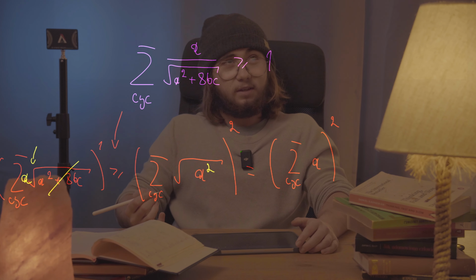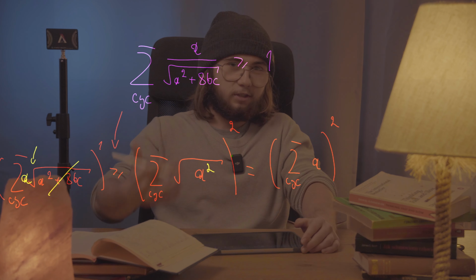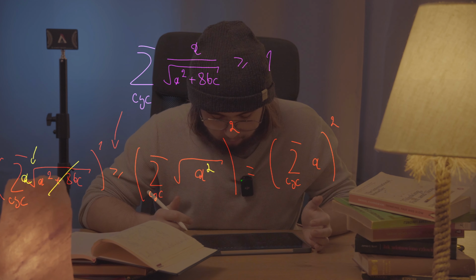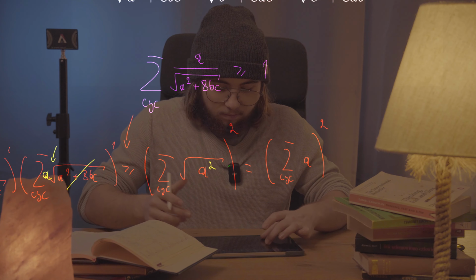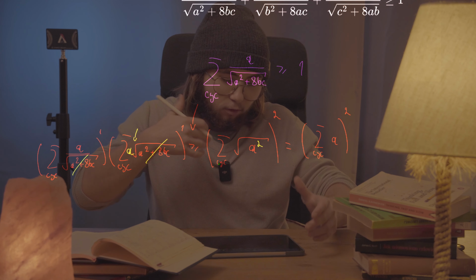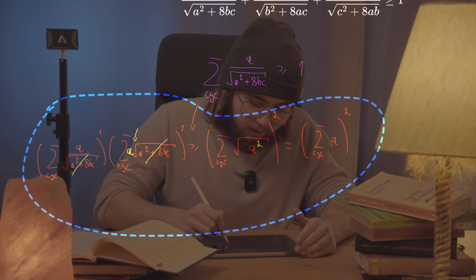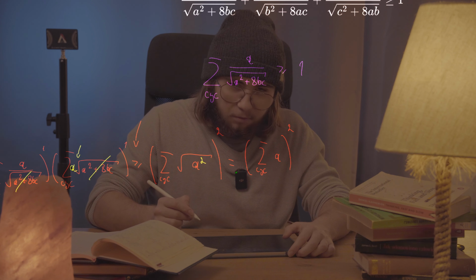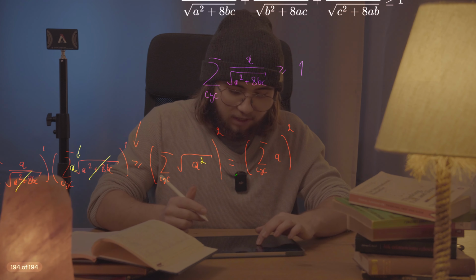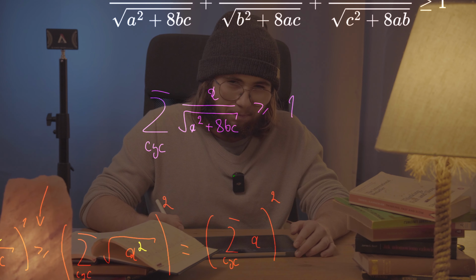I mean, precisely speaking, it should be the cyclic sum of the absolute value of a, but as a is a positive real, I don't really care about the absolute value. But you see, this is a perfect situation to be in. We just got rid of all these fractions, the square roots, all that stuff. But the problem is that we had to multiply both sides of the original inequality by that second sum.